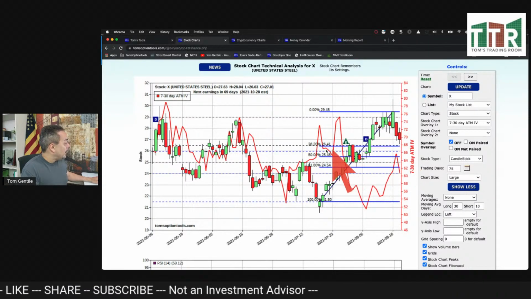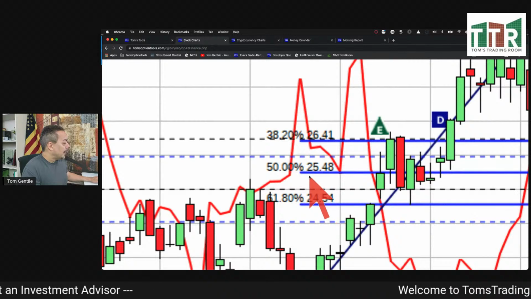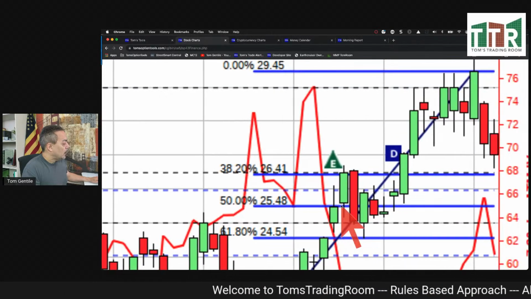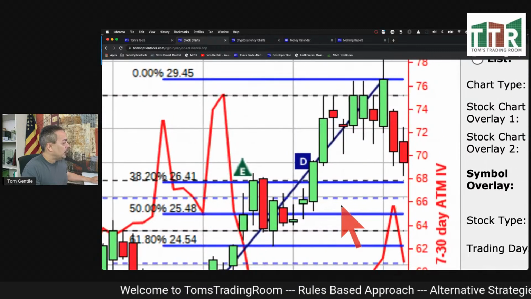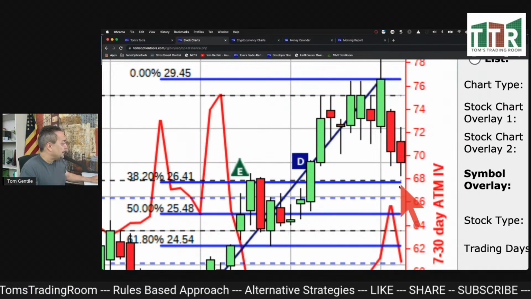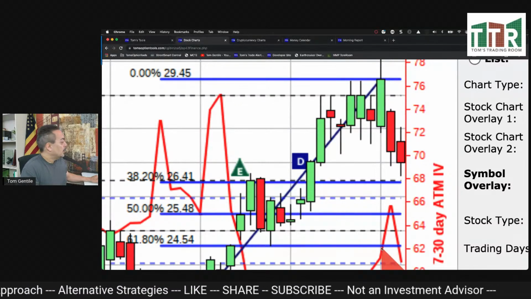U.S. Steel had good earnings, but take a look. We've had a couple of moves down. U.S. Steel, first stop, 26.41. Second stop, 25.48. Third stop, 24.54. These are Fibonacci resistance pieces, because when you go from low to high and you start to pull back, these are some interesting areas on the pullback that I see.